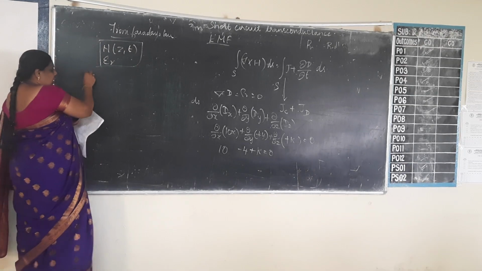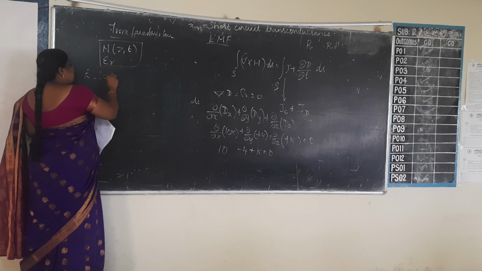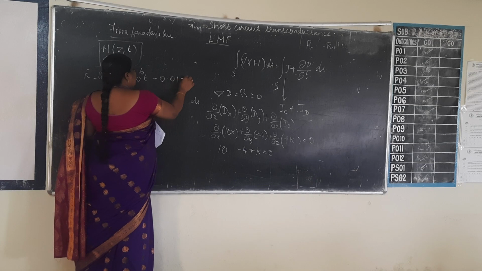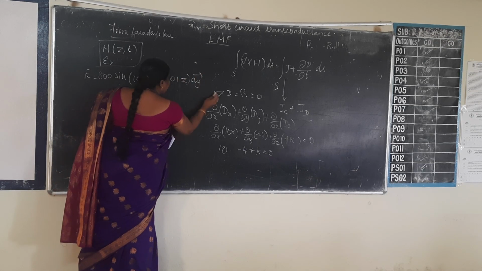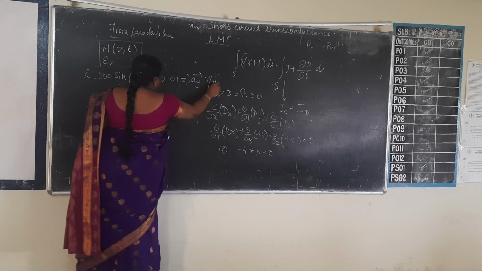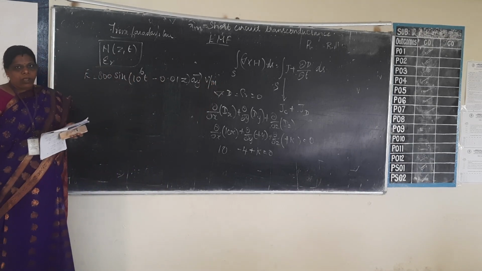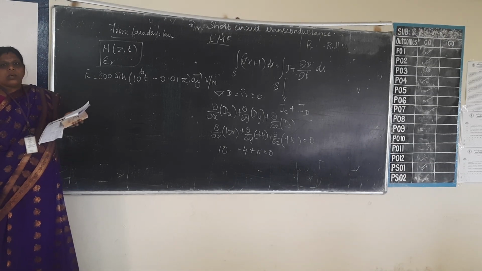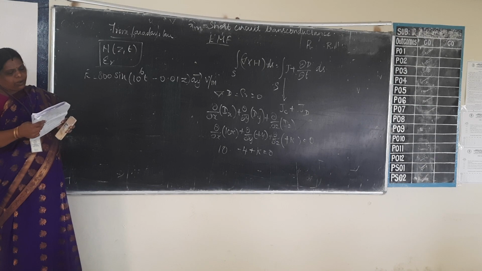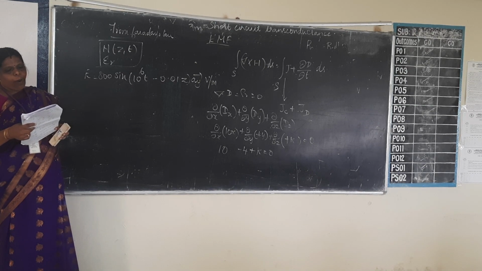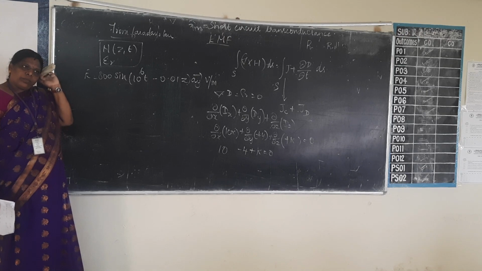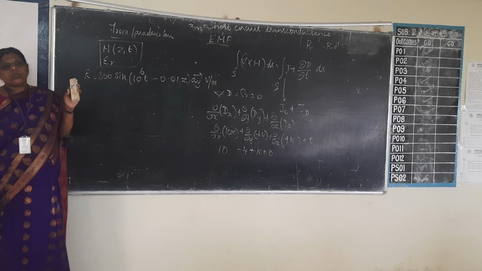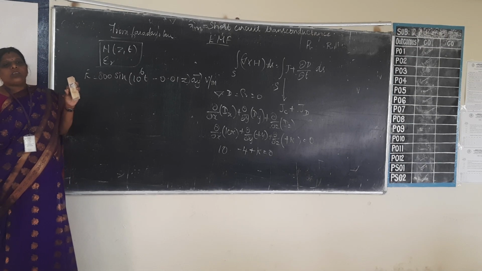What is given? E is given as 800 sine 10 power 6 into t minus 0.01 z, a_y vector. If you have not written like this, please take a note. This is your statement for E. Using Maxwell's equation, you have to find out the value of epsilon r. How do you find it out? Del cross H is equal to J.